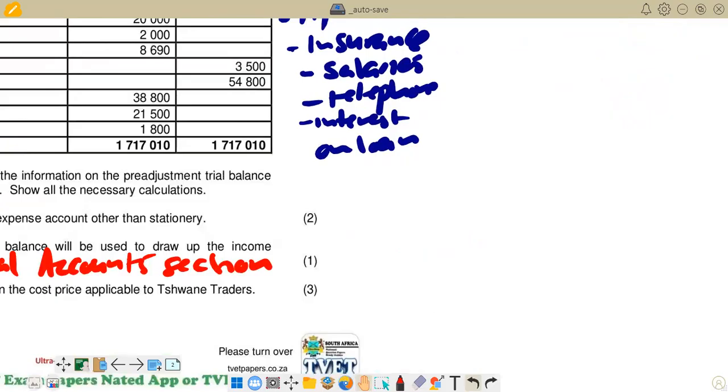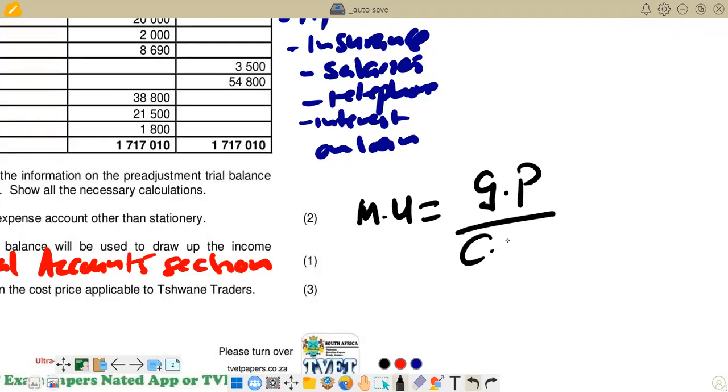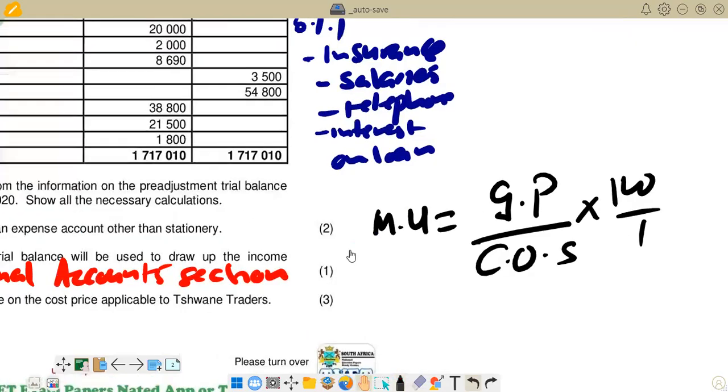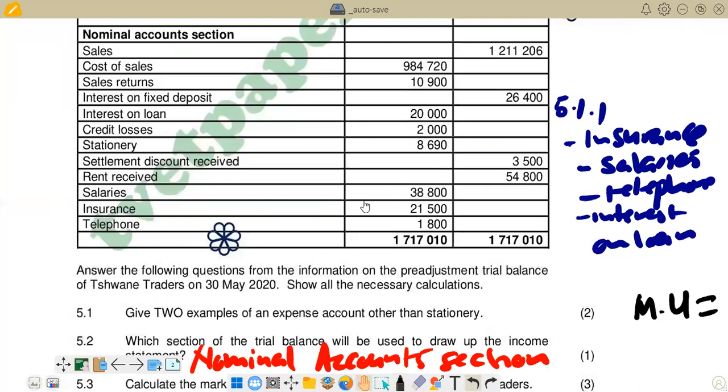When we're calculating markup, markup is equal to gross profit over cost of sales, then we multiply by 100 over 1. So this is the formula for markup. If you go to the question, we want to check if you've got the information for those figures, that is gross profit and cost of sales.